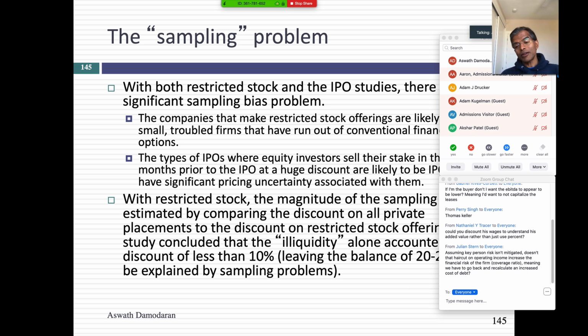But you know what? Private company appraisers love big discounts. Think of why. Why do private company appraisers like to attach a big discount?